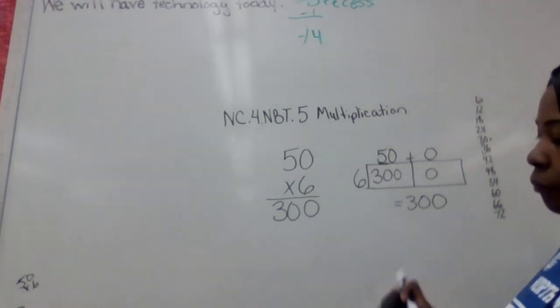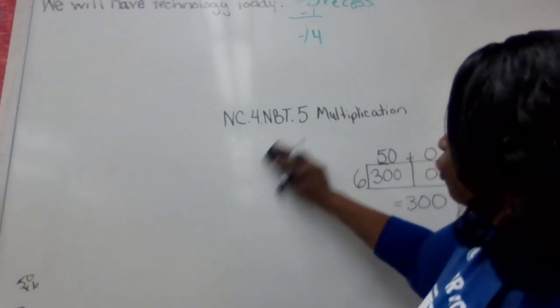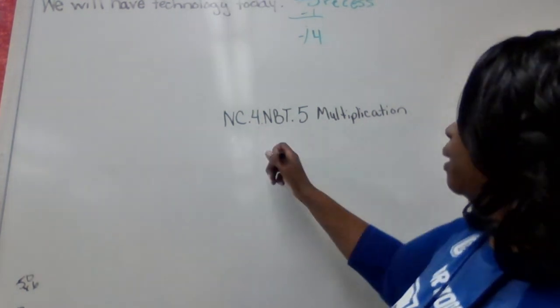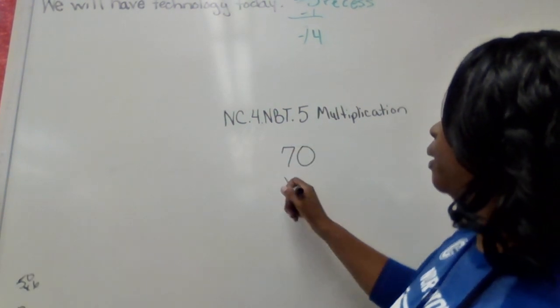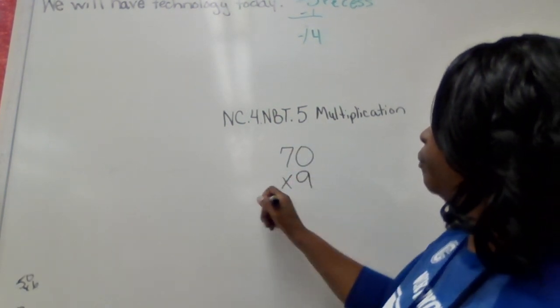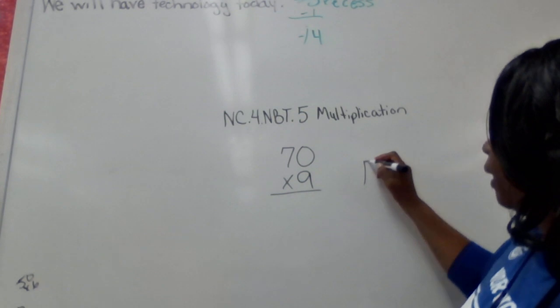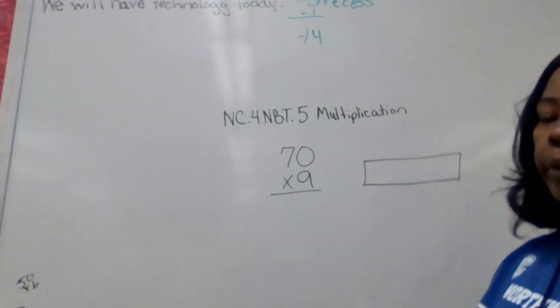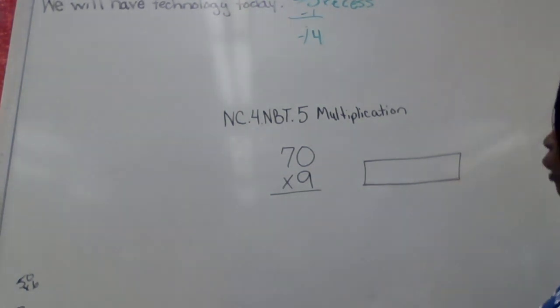Now, I want to do one more, and that is 70 times 9. And somebody said, oh, Miss Perry, we hadn't done 9s yet, but we have talked in class on a trick into learning the nines, but they're still going to have to learn them.